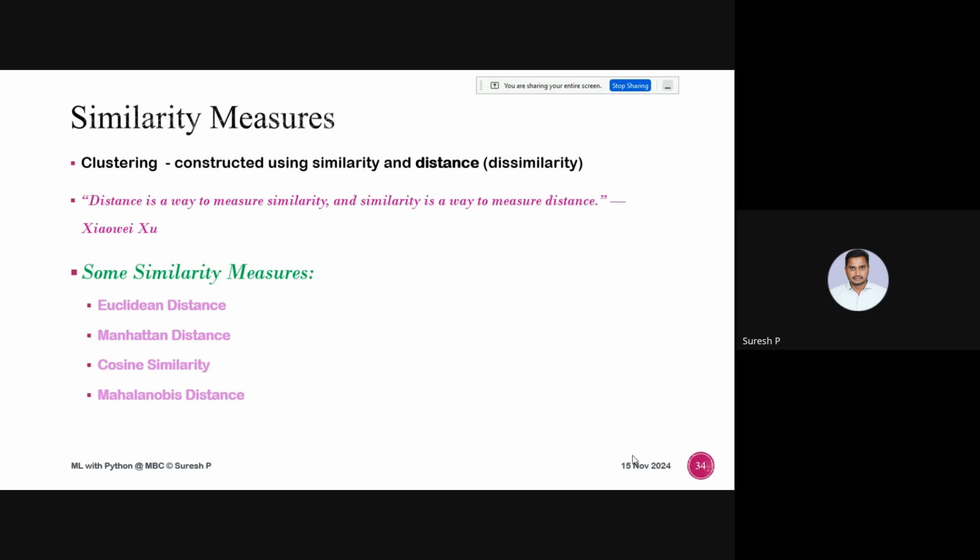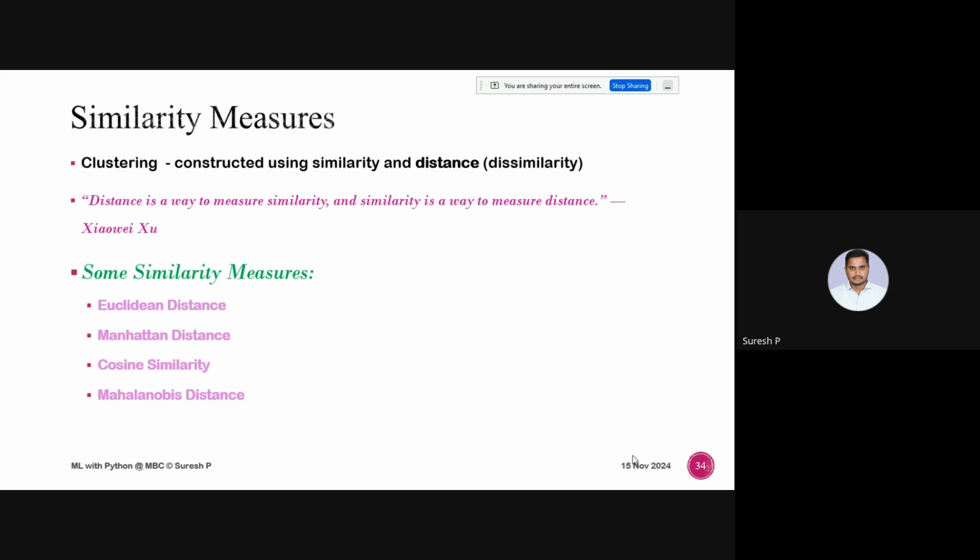Normally the clustering process is constructed using similarity or distance. Distance is also referred to as dissimilarity. So here we have to understand one note: distance is a way to measure similarity, and similarity is a way to measure distance. We are doing this process in clustering.